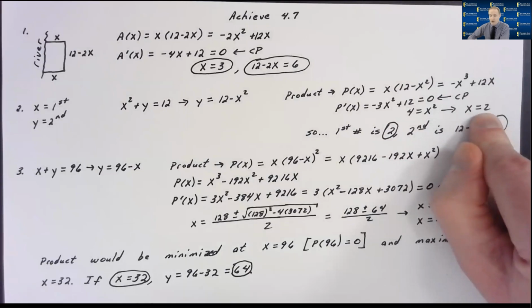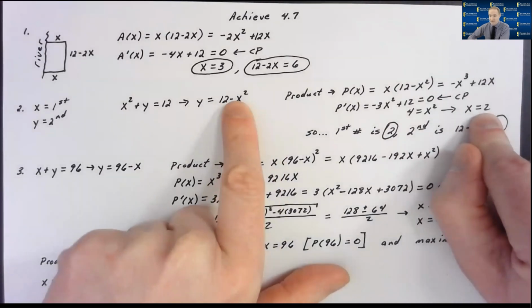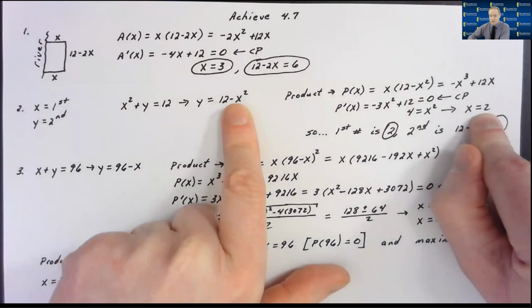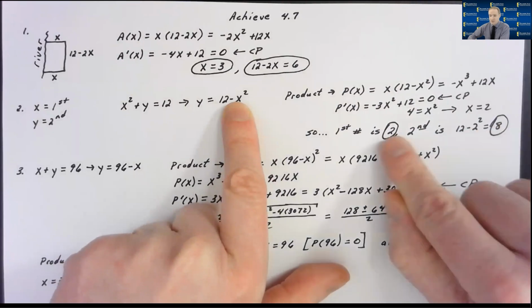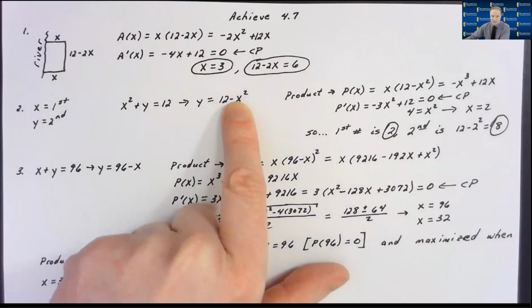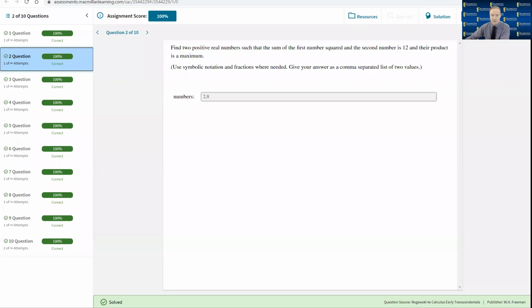Now, once I know what x is, I can easily go back and solve for y. Y is just going to be 12 minus 2 squared. That's 12 minus 4, which is 8. So I can say my two numbers were 2 and 8, and I don't think it matters what order you put them in. It doesn't. I put them in the order 2, 8 and achieved, thought it was great.